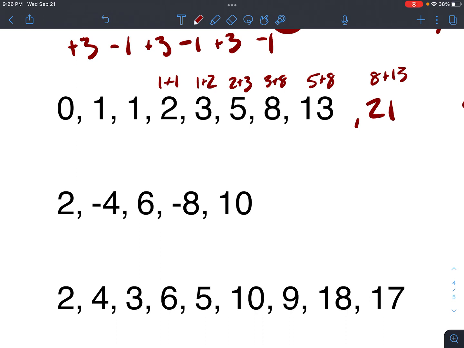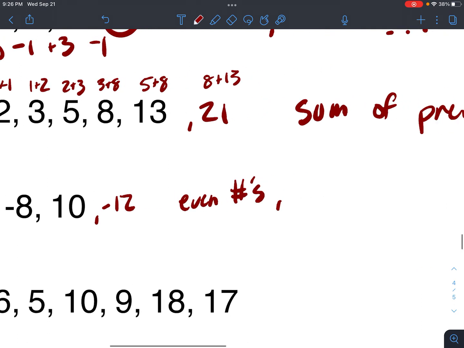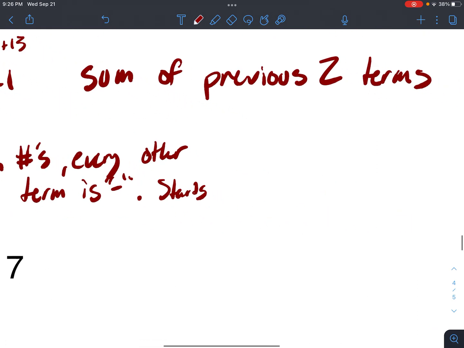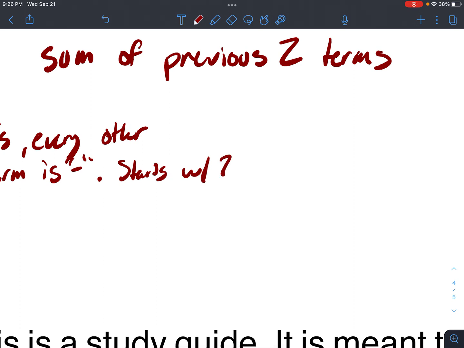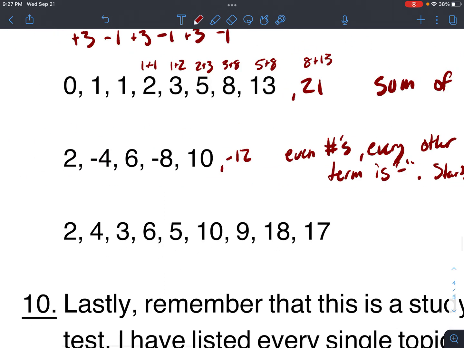So this looks like a string of even numbers, and every other one is negative. So this is just negative 12. Even numbers. Every other term is negative. This negative starts with 2, goes up. So it's just all the even numbers going up.